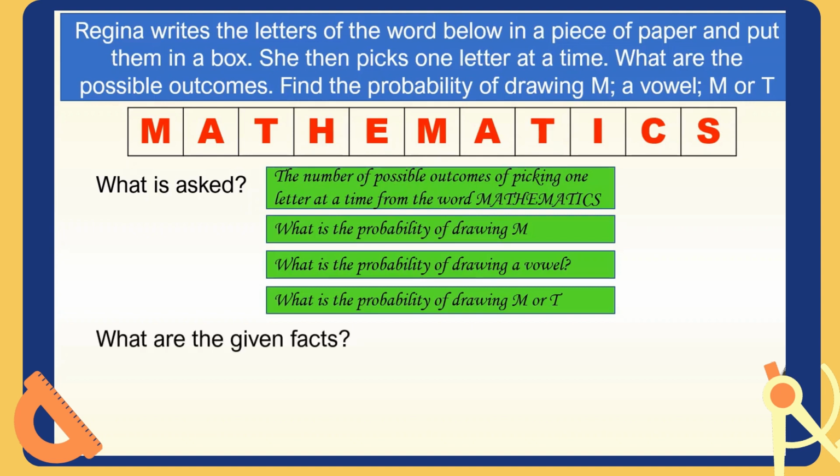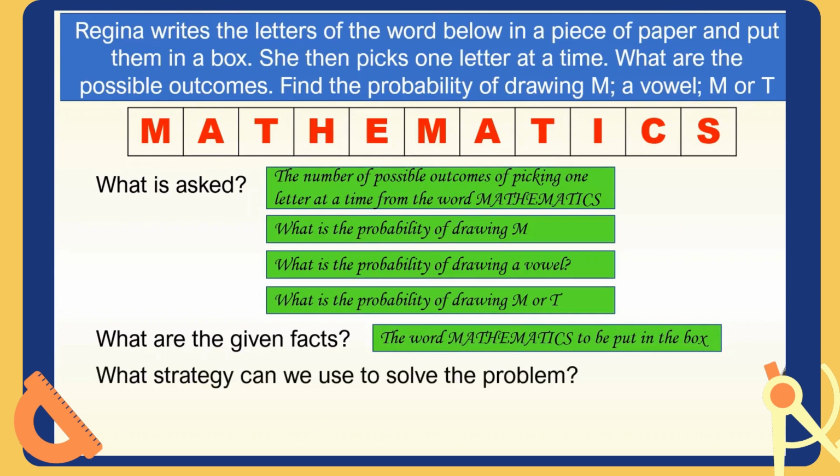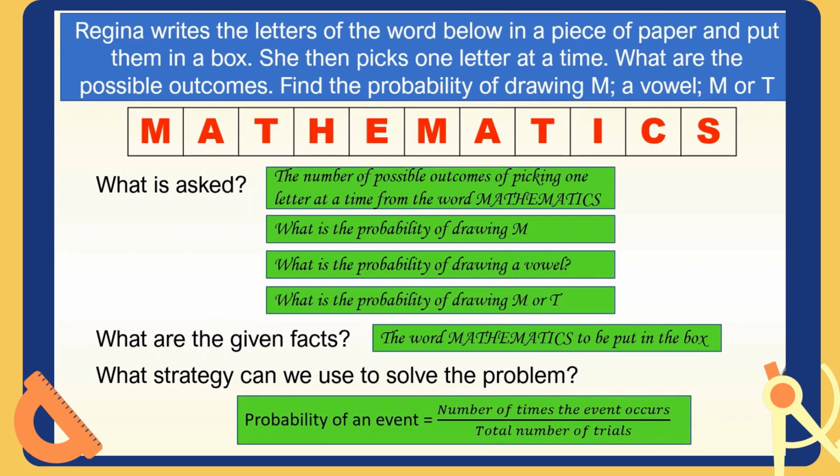So, what are the given facts? Ano ba itong mga given facts na to na gagamitin natin para masagot natin ang ating mga katanungan? The word mathematics to be put in the box. Then, what strategy can we use to solve the problem? Probability of an event is equal to the number of times the event occurs over the total number of trials. So, yan ang gagamitin nating estratehiya.